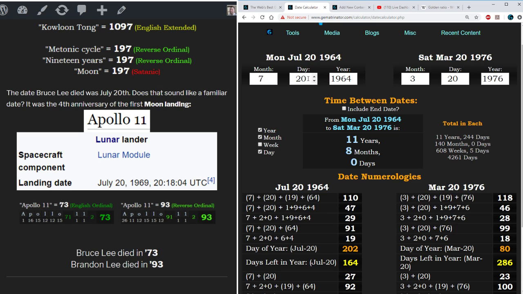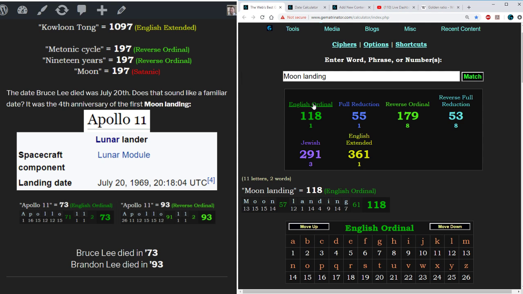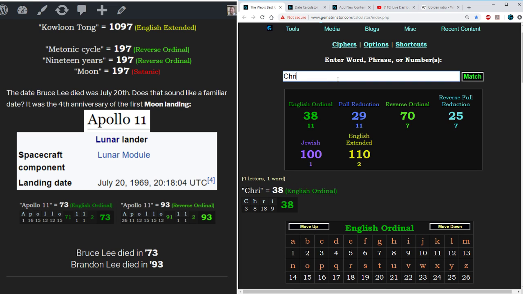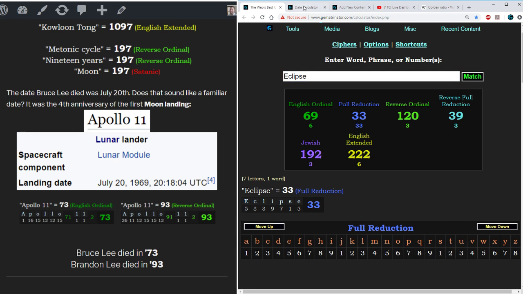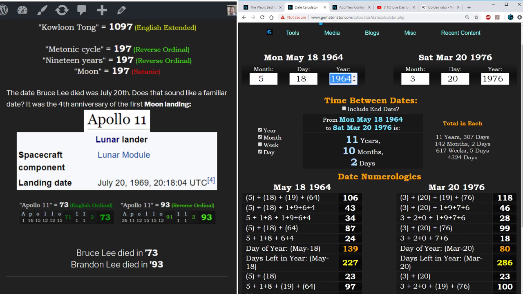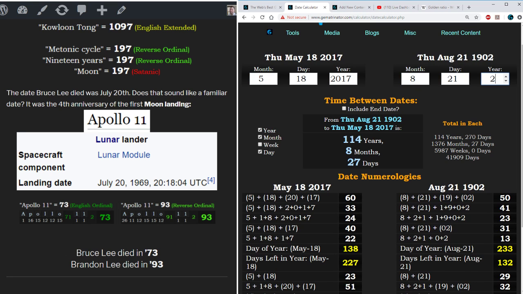He died on the date of the moon landing, 7/20. Their birthdays are separated by exactly 11 years and 8 months. And using the alphabetic order, moon landing equals 118. The name Chris equals 33, just like the word eclipse, 33. And Chris Cornell died exactly 3 months and 3 days before the eclipse.